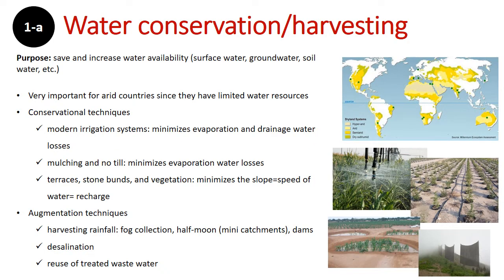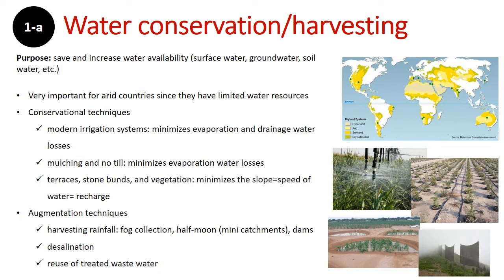One of the very important solutions, particularly for arid countries, is water conservation or water harvesting. Now, in this method, what you are trying to do is basically either to save the available water resources that you have, like the surface water, groundwater, soil water, or you are trying to increase the availability of this water. And as we said, this technique is very important, especially for arid countries where water resources are very limited. So what you can do here is basically start with conserving the existing waters.